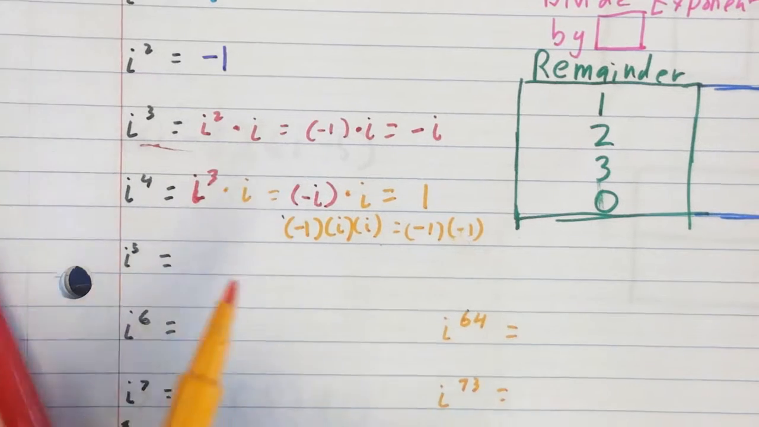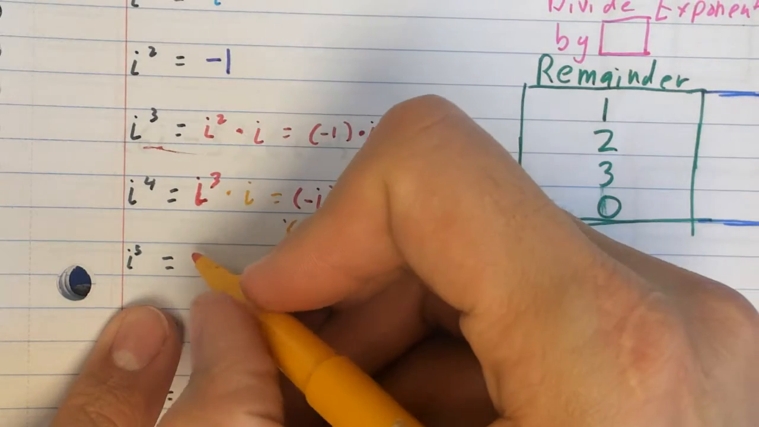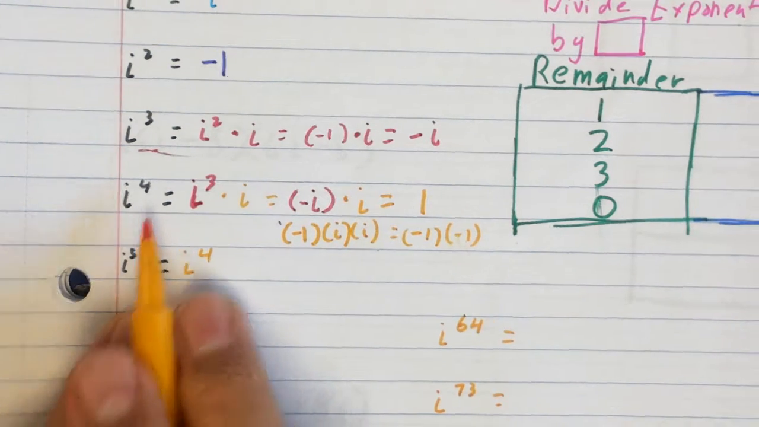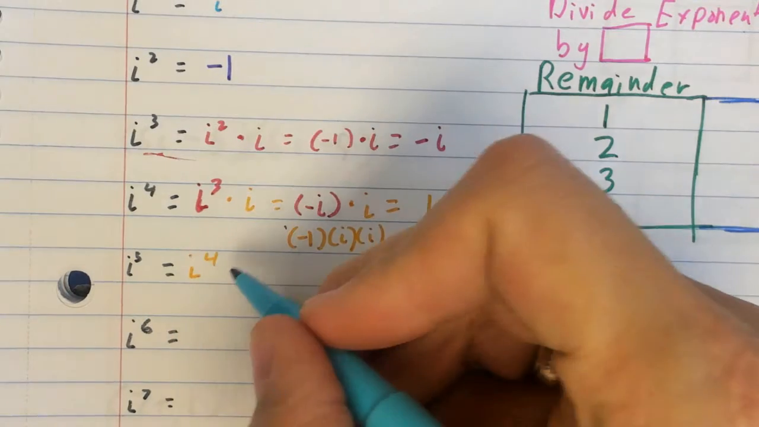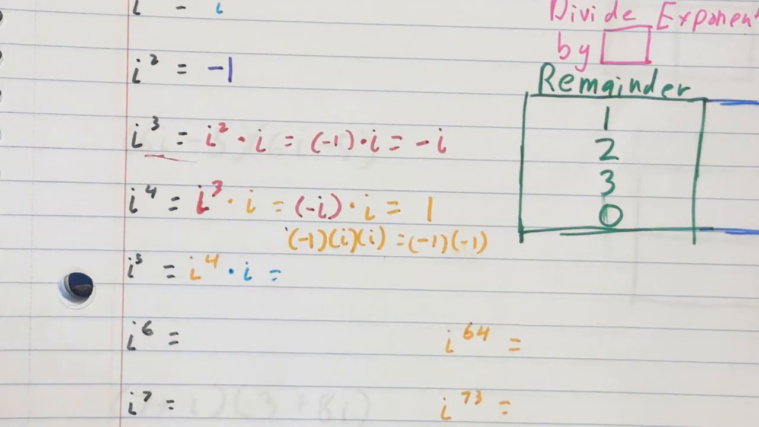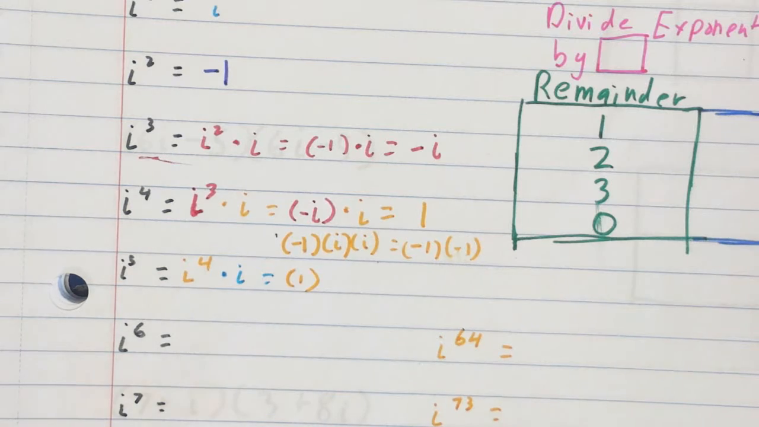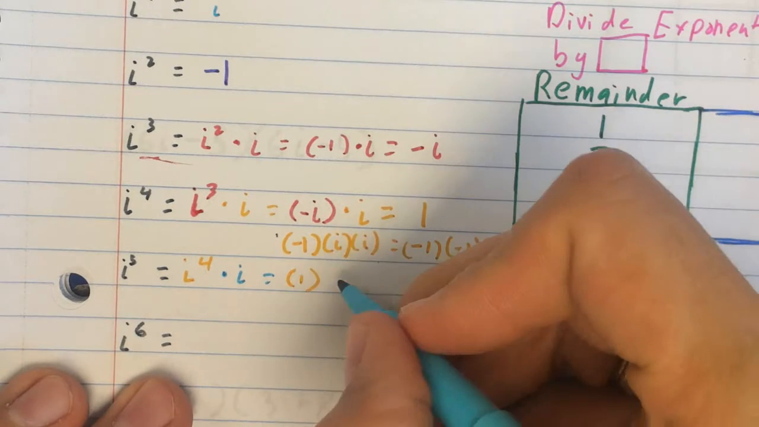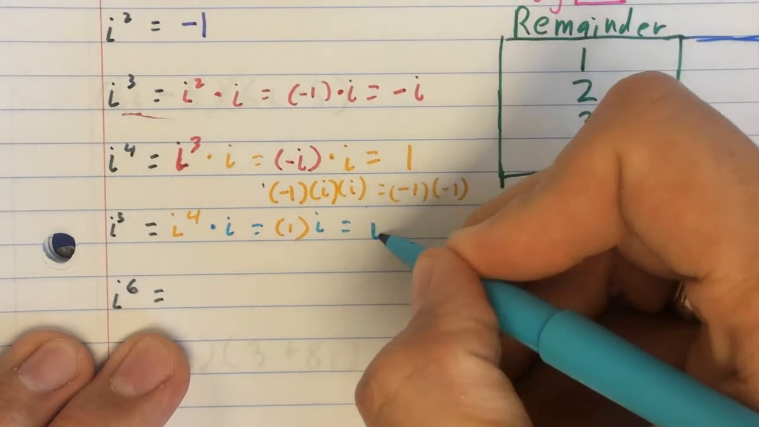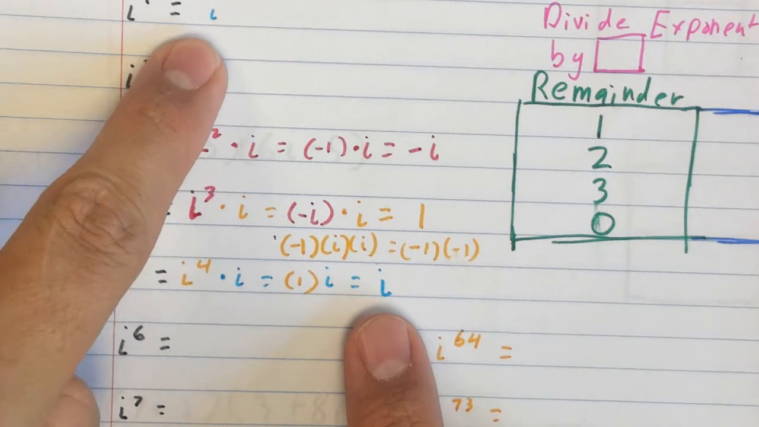I to the fifth. We can say that's the same as I to the fourth, which is what we had up here, and we multiply it by I. This is going to be equal to whatever I to the fourth was. I to the fourth was 1 times I. 1 times any number is I. We also got that above.